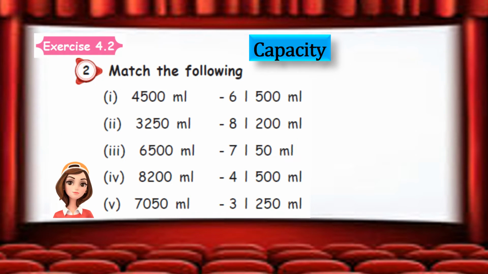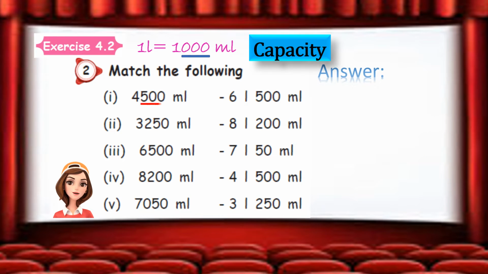Exercise 4.2, second one, match the following. So look at the left side. Fully all are given in milliliter, isn't it? But on the right side, liter and milliliter. So it is split and then given, isn't it? So the only thing we need to do is find the exact answers. But we have known this, 1 liter equal to 1000 ml, isn't it? In this, the last 3 digits come under milliliter. Am I right? Yes. So the remaining ones come under liter. So that is the hint here. So let us see the answers.